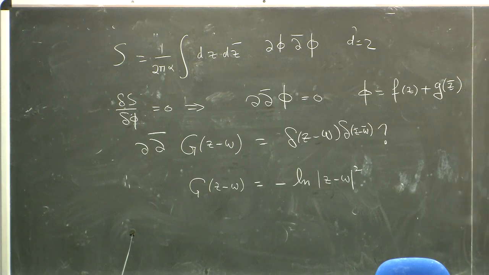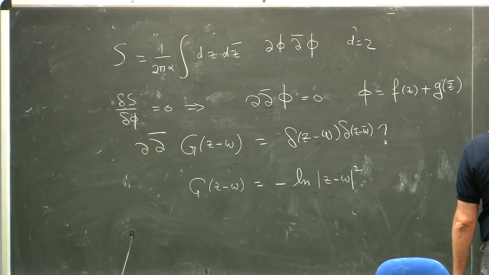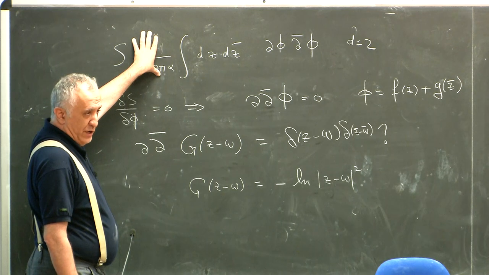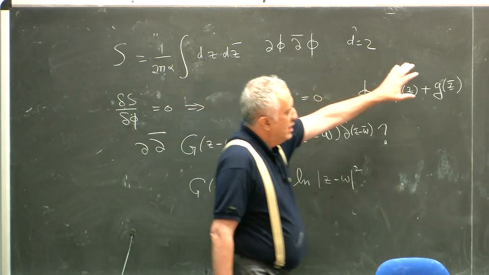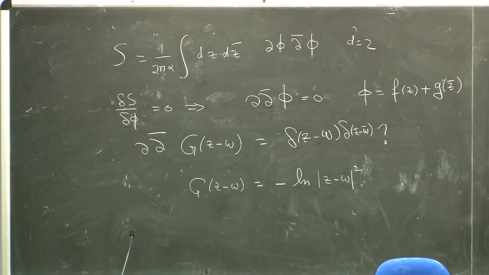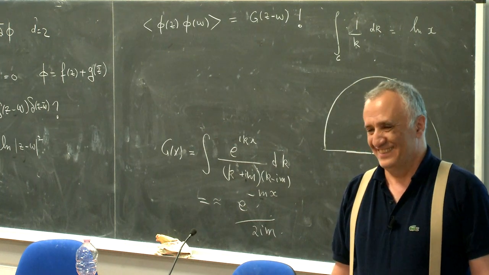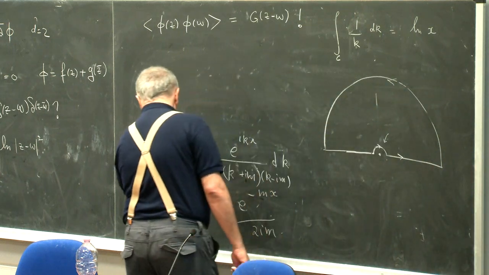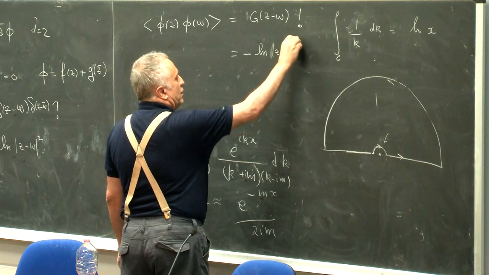What is the use? Phi of z, phi of w, expectation value. So if you take this as now a quantum field theory, these become operators, and phi will have an expectation value, and the expectation value is the Green function. This is something from quantum field theory. I prefer not to prove it now. So it is equal to minus log of z minus w squared.